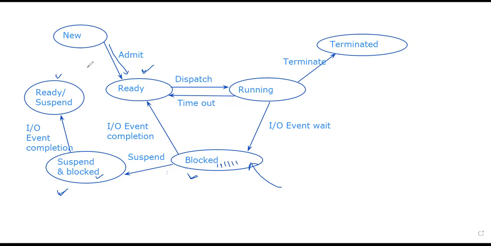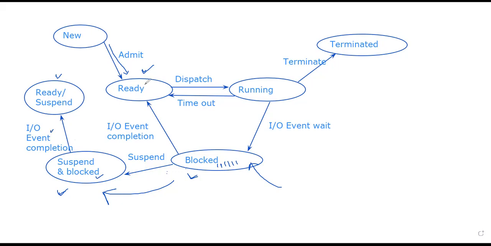Then what is happening now, the reason why the process came from the block state to the suspend and block state is because there is not enough space in the random access memory. Once that process has met the input output requirement, it can't go to the block state, because only the processes that haven't met the input output requirement will be in the block state. Once a process has met the input output requirement, it must go to the ready suspend state. So here we call that IO event completion.